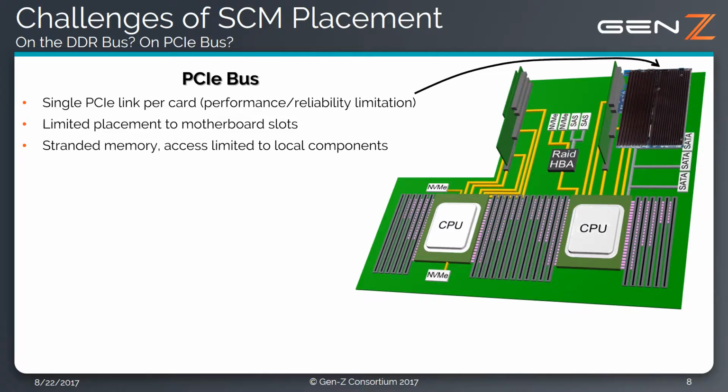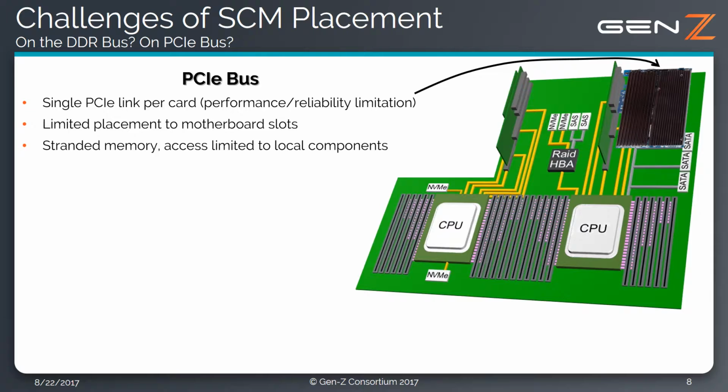Let's go back to our server architecture figure and examine this question. First, we can place storage class memory on the PCI Express bus. Typically, this is in a storage class memory PCIe card plugged into a PCI Express slot, as shown in the figure to the right. A storage class memory PCIe card offers good capacity and decent performance for early storage class memory technology that has higher latencies.